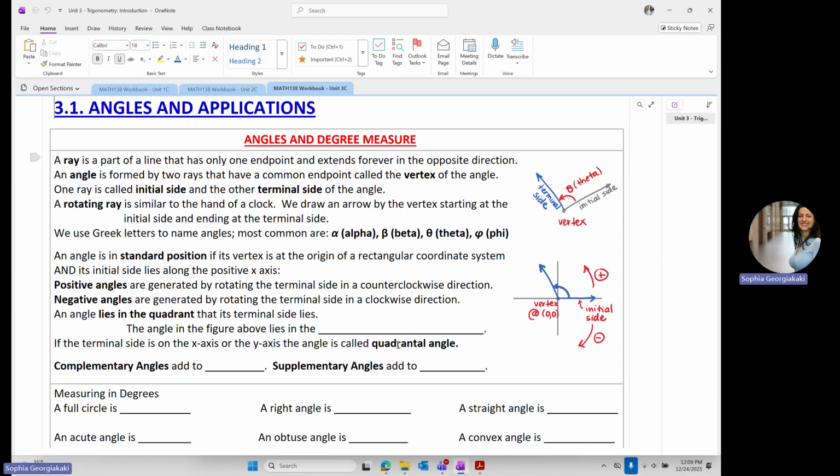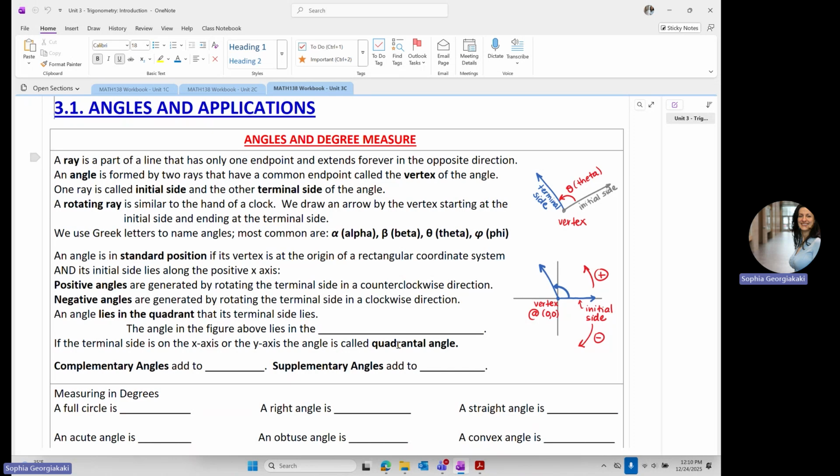We use Greek letters to name angles. Most common are alpha, beta, theta, and phi. An angle in standard position is an angle that has its vertex at the origin of a rectangular coordinate system and its initial side lying along the positive x-axis. Positive angles are generated by rotating the terminal side in a counterclockwise direction. Negative angles are generated by rotating the terminal side in a clockwise direction.